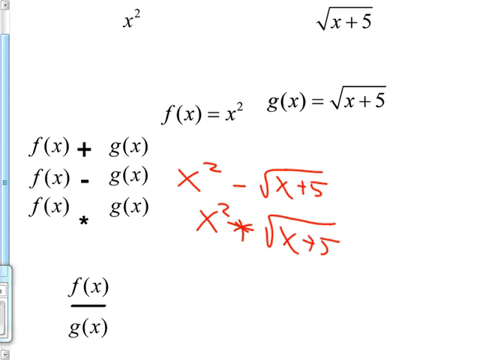And then the last one is dividing. So at the top is x squared divided by the bottom one, square root of x plus 5. All right, so that's how you just add functions, subtract functions, multiply functions. It's really easy. You just put them together.